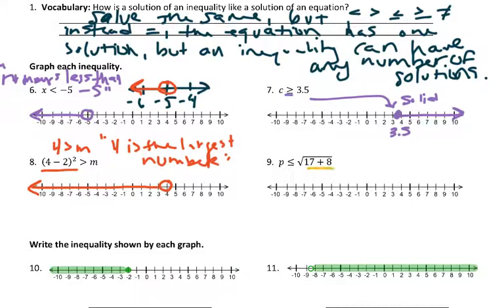Alright, next one, again, same idea is that we're just trying to solve this. So 17 plus 8 is going to be 25, and then the square root of 25 is 5. So really we're instead saying we want numbers that are less than or equal to 5. And so 5 is equal, so we need a solid circle. And then we want numbers that are less than that. Or again, going to the arrow method means we would shade to the left.